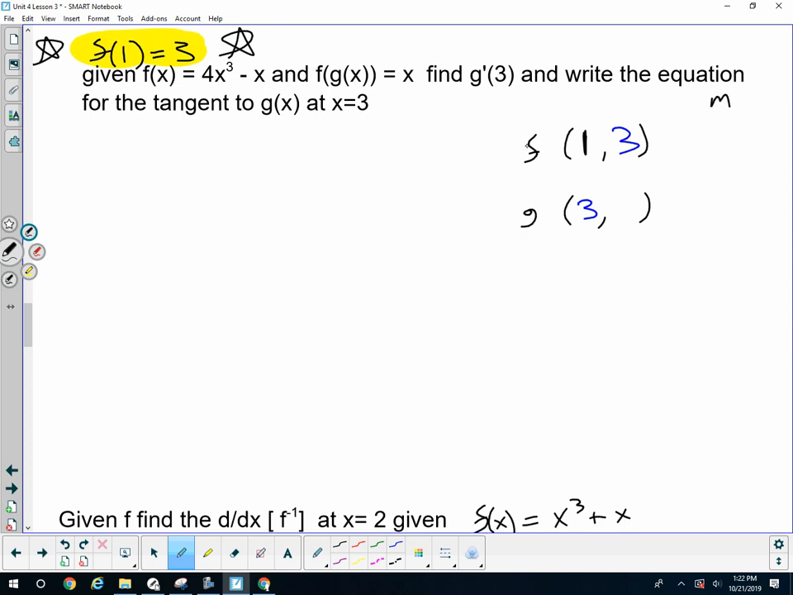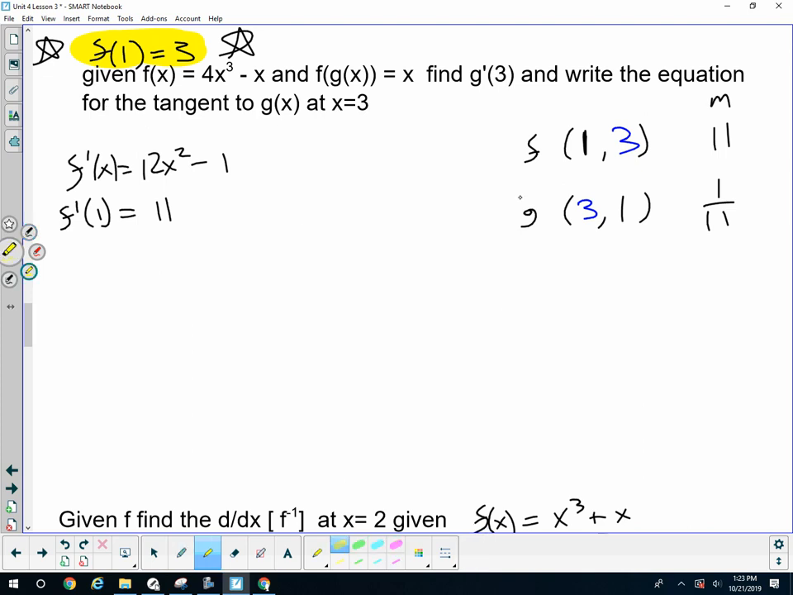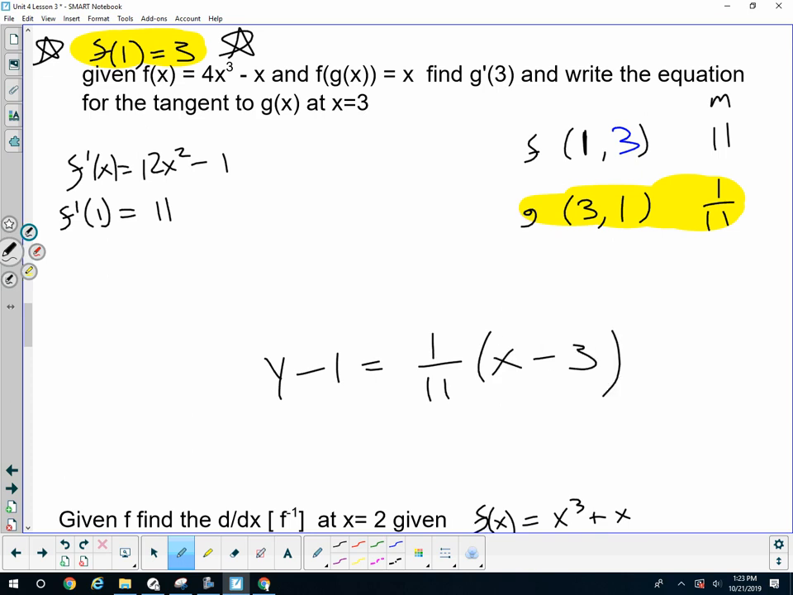If I know the slope of f at 1, I'll know the slope of g at 3. f prime, 12x squared minus 1. f prime of 1 is 11. g prime of 3 is 1 over 11. Now you are asked to write an equation of a line tangent to g at x equals 3. You're going to use this information for your equation of your tangent line. You have everything you need. You have an x coordinate, you have the y coordinate, you have the slope of the tangent. This would be the correct equation of the tangent line.